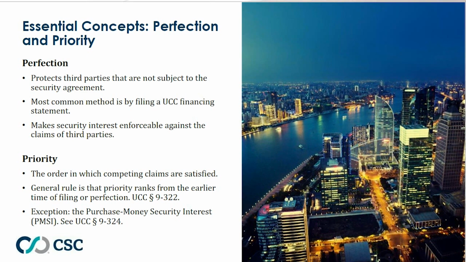Before we dive into the details of a UCC filing, let's discuss the overarching concepts of a UCC. There are two essential concepts behind UCC filings, perfection and priority. Perfecting alone is most commonly handled by filing a UCC financing statement. Perfection is important because it makes a security interest enforceable against the claims of third parties. When a claim or claims are made, priority then comes into play, which is the order in which competing claims are satisfied. Generally speaking, priority rank is determined by the earlier time of filing or perfection.